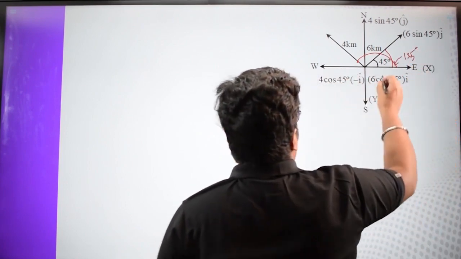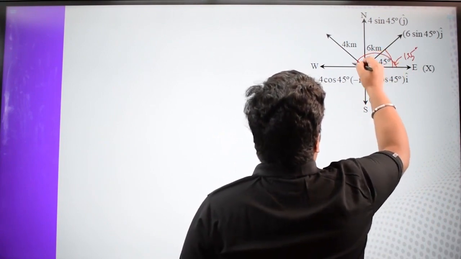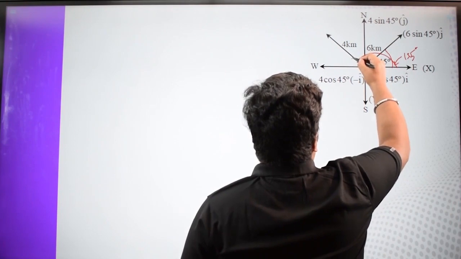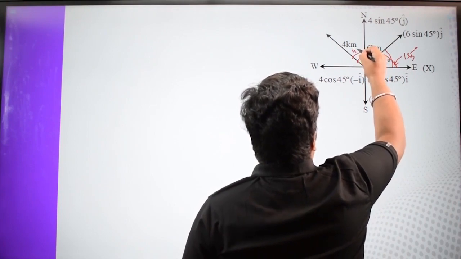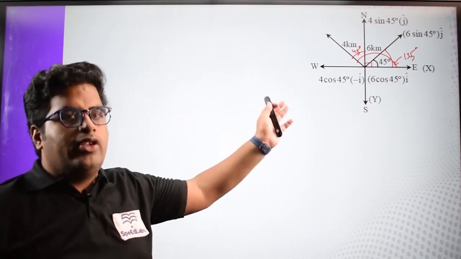So if I ask you, this angle is 90, we know that this angle is 90. Now if this entire angle is 135, so this has to be what? This has to be your 45 degree. Now what we are going to do, we are going to resolve the vectors.